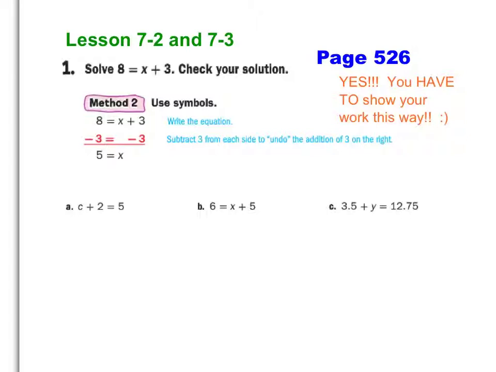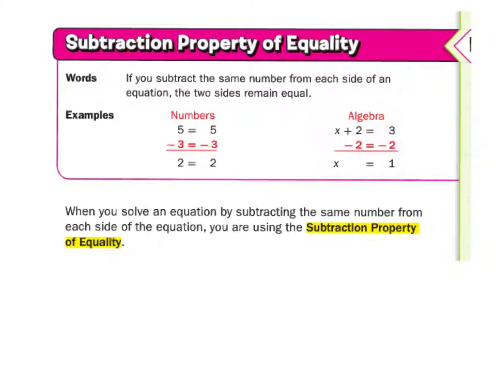We are first in lesson 2, we're solving equations that use addition by using the subtraction property of equality. You can see, this is an example from your book, and the subtraction property of equality tells us that if we subtract the same number from each side of any equation, the two sides remain equal. They stay the same.